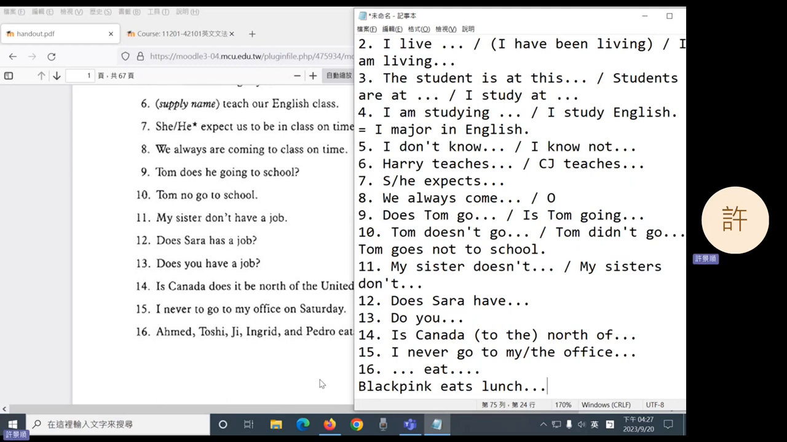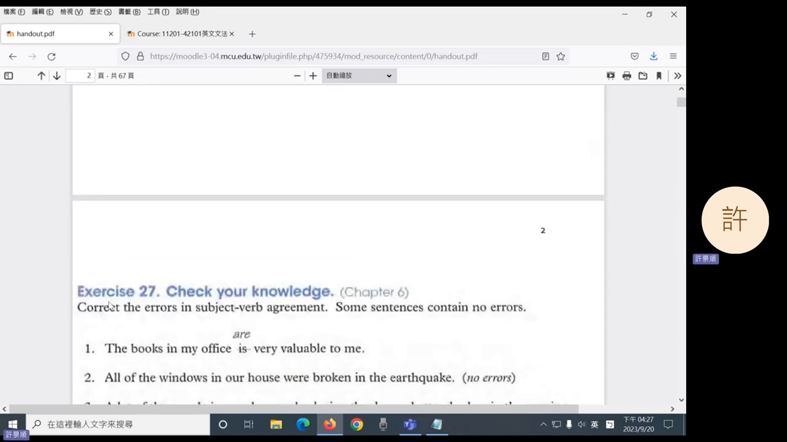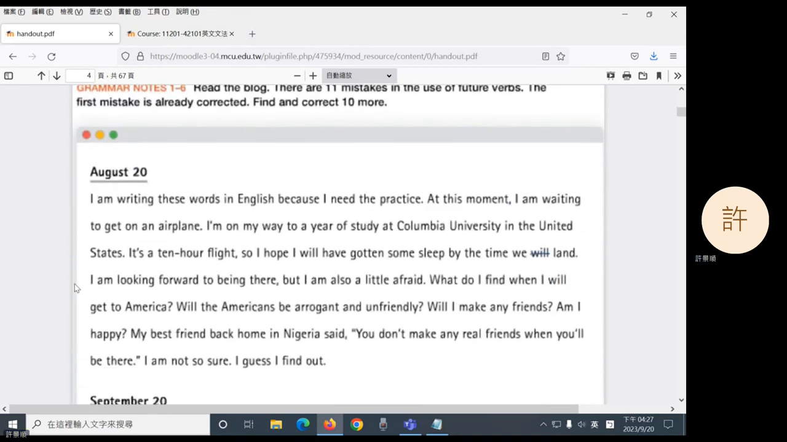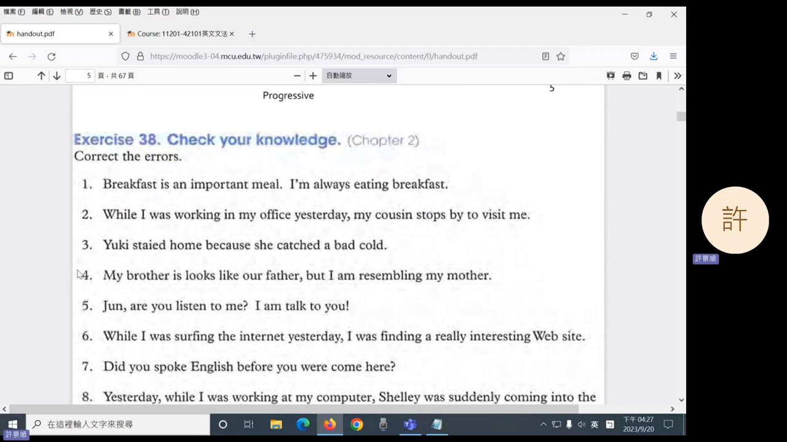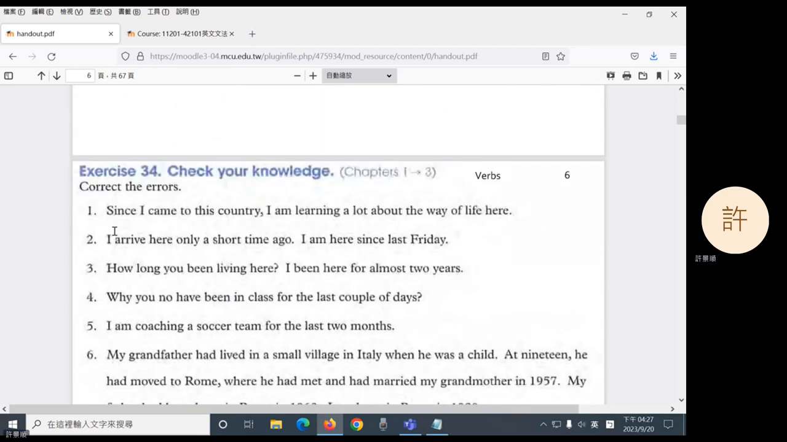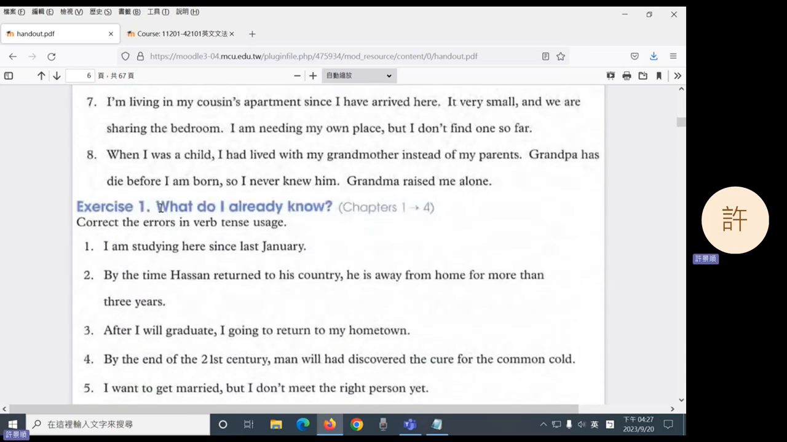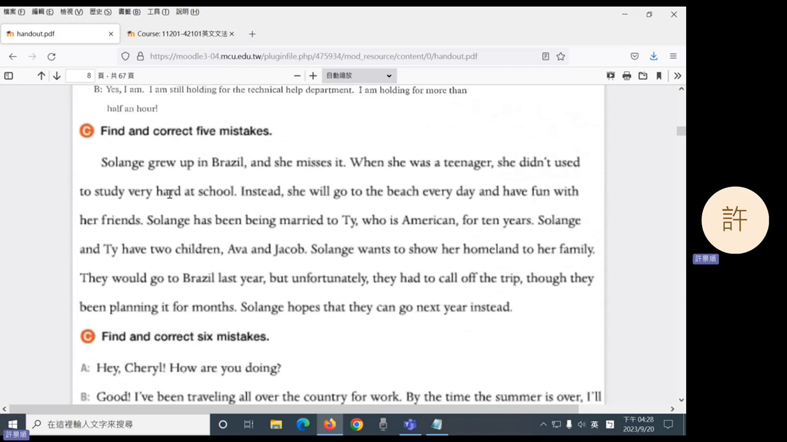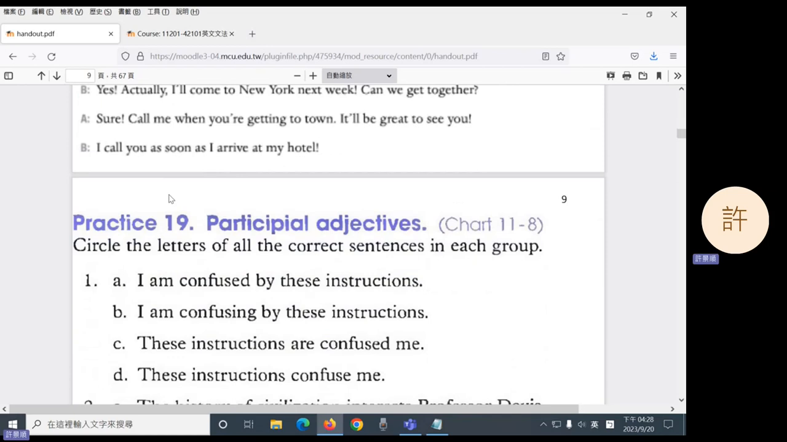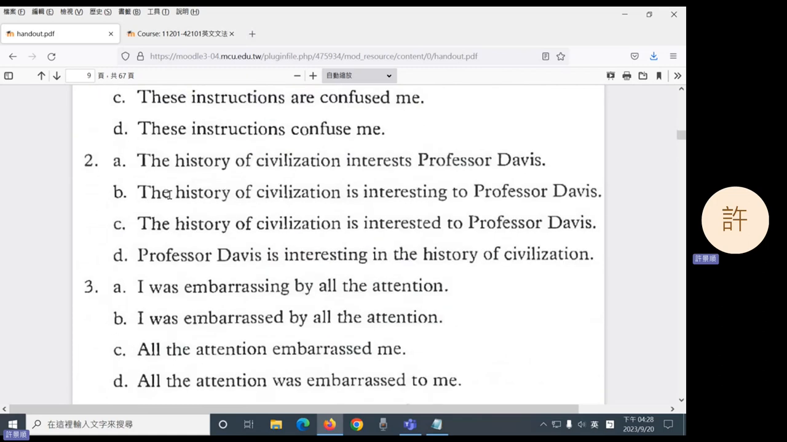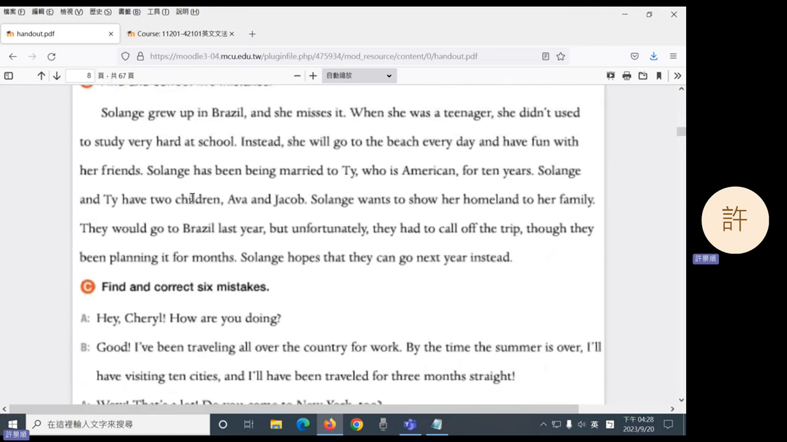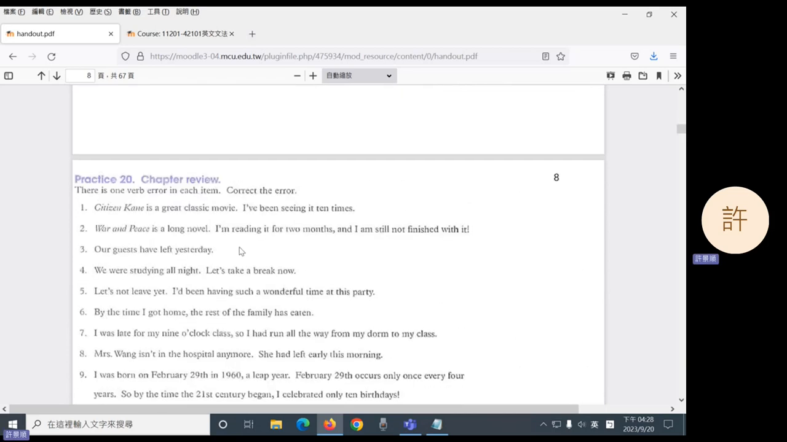Okay, do you have questions about this set of questions? Okay. Let's see. That's a lot of questions. Hang on. We also did this. Progressive, we also did this. I am learning here. I am studying here, so I'm gonna check knowledge. Wow, that's a lot of questions. Participial adjectives. We talked about this, so you can also do this. Passive. Okay, wait, hang on. Where is the perfect and perfect progressive? Oh, that is perfect. Okay, yeah. So this is also perfect. I see. Have left.